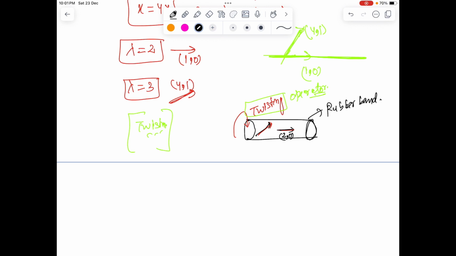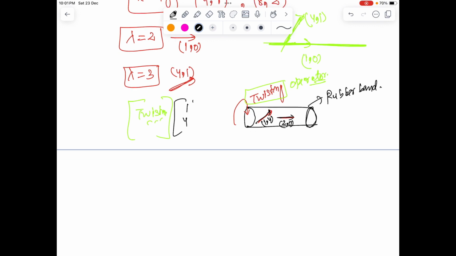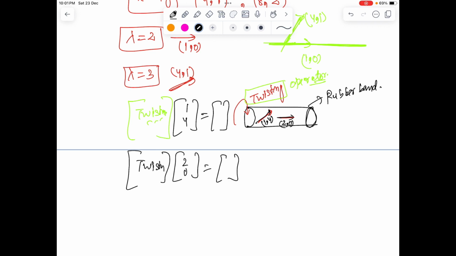So let's say this direction, if I take something, let's say (2, 0), and this direction I'm taking, let's say (1, 4), just one practical example. If I multiply with (1, 4), mathematically I'll get some answer. If I multiply this twisting action with (2, 0), I'll get some answer. Now practically and physically I can see after twisting, let's say I give a small twist of an angle of something, let's say 20 degrees or 30 degrees.